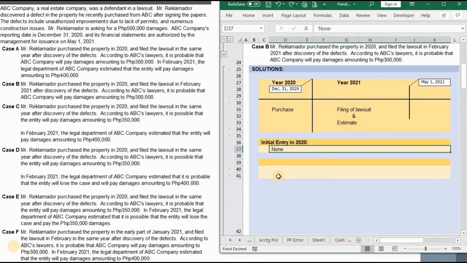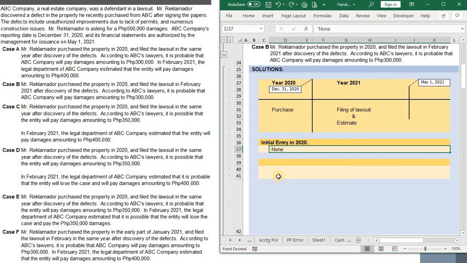So, although the lawsuit has been filed in February 2021, it will still affect the 2020 financial statements because it is related to a condition that has been existing already in 2020, and that is the purchase of the defective property.